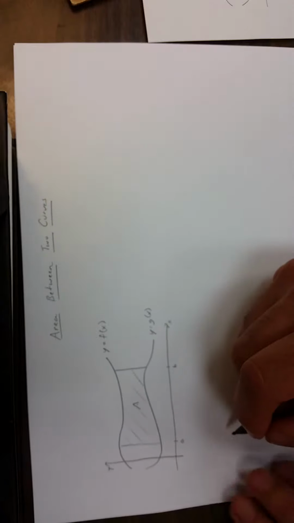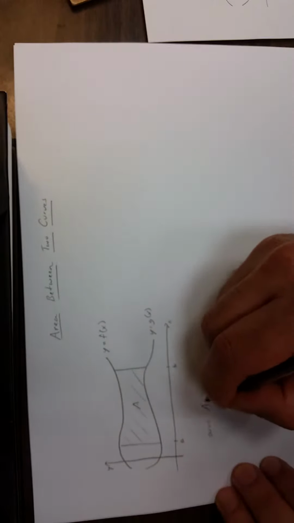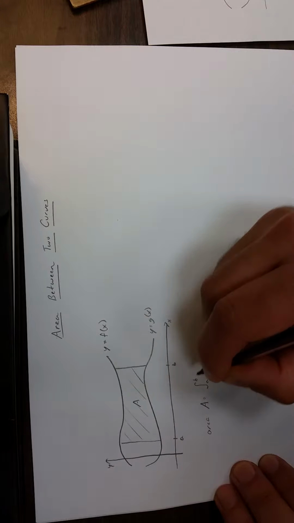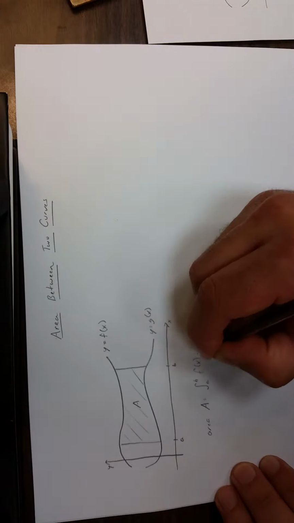Now, I don't think it's too surprising at this point that the area A is the integral from a to b of the top curve minus the bottom curve.